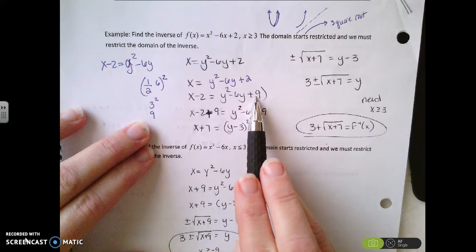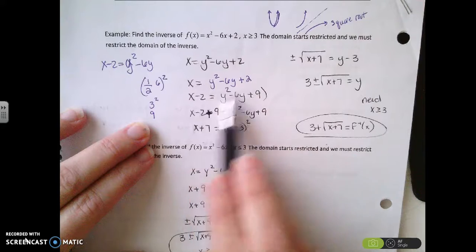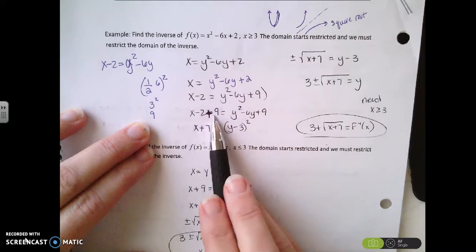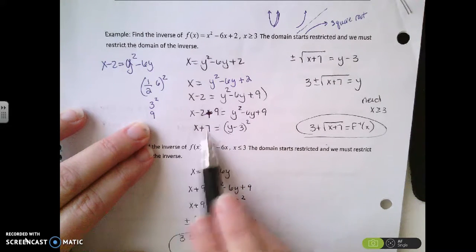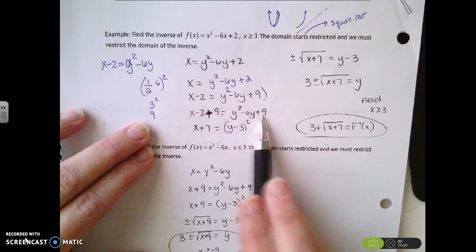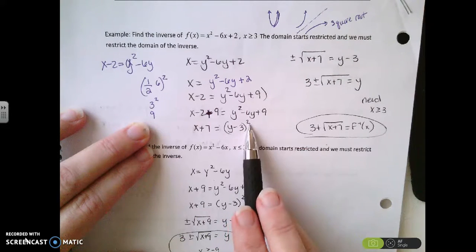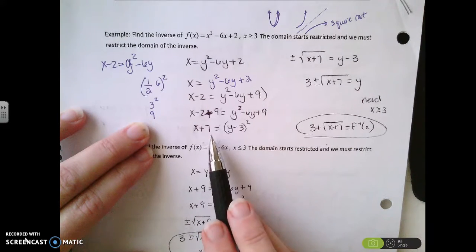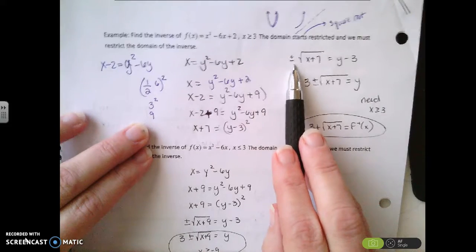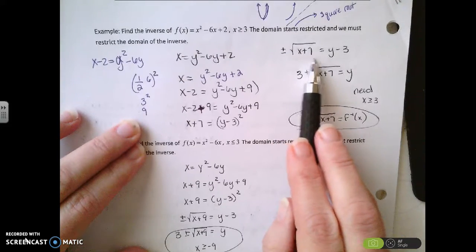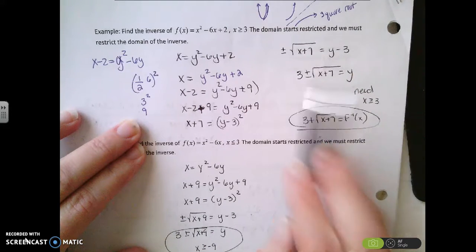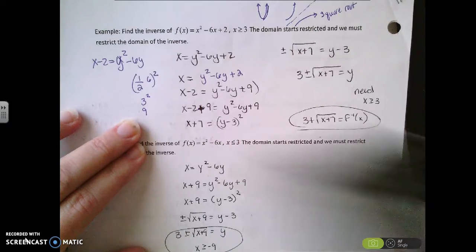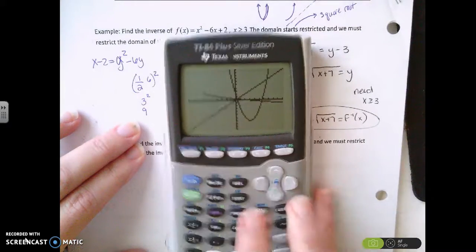So we're going to add 9 to this side. I already moved the 2 over. And so we're going to add 9 to both sides. And then reducing that problem, you get x plus 7. And this becomes a trinomial square, so it's y minus 3 squared. So now I want to square root both sides in order to find the final answer. When I square root both sides, I get plus or minus the square root of x plus 7 equals y minus 3, and then I'm going to move that 3 over. So at this point I have the possibility of 2 solutions for my inverse.